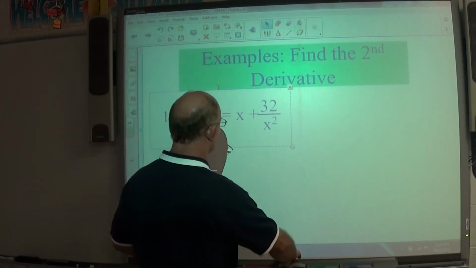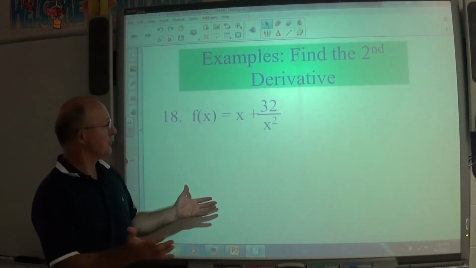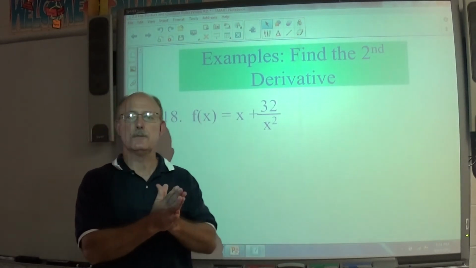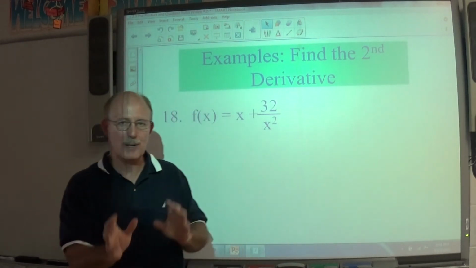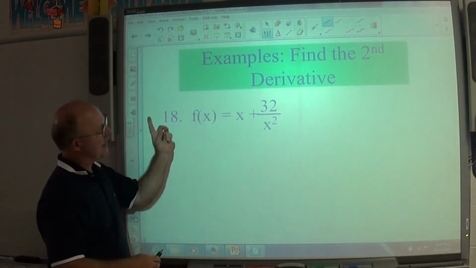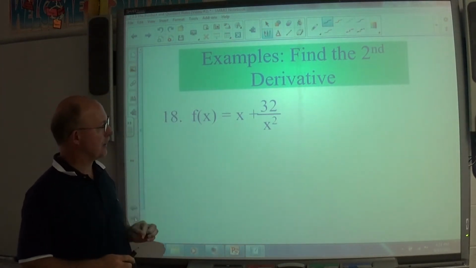Okay, let's try this problem here. Now let's try some second derivatives. If you like doing the first derivative, second derivatives is twice the fun because you're going to take the derivative of the derivative now. So let's try this problem right here. It says we want to find the second derivative of this expression here.